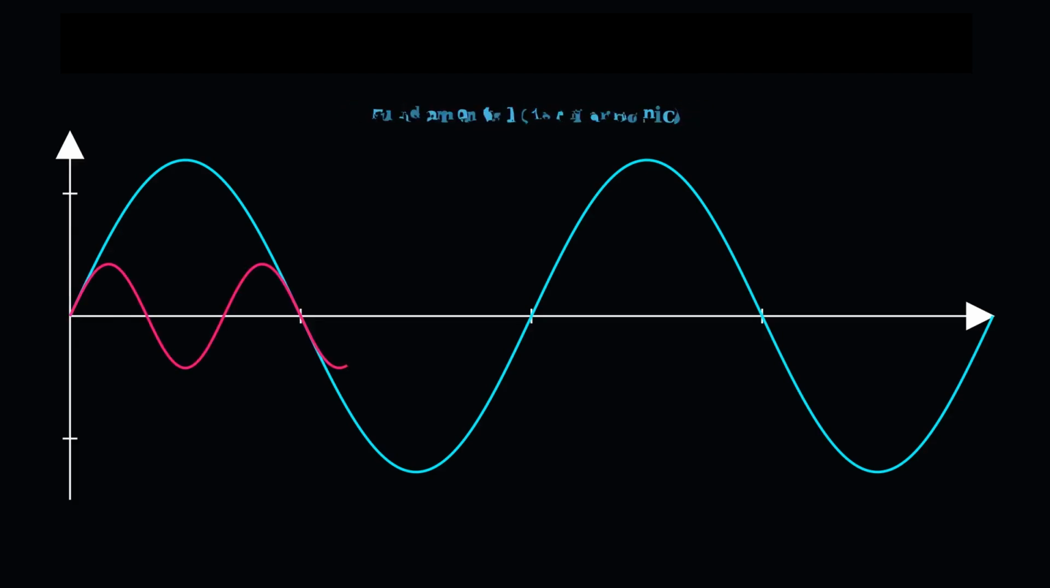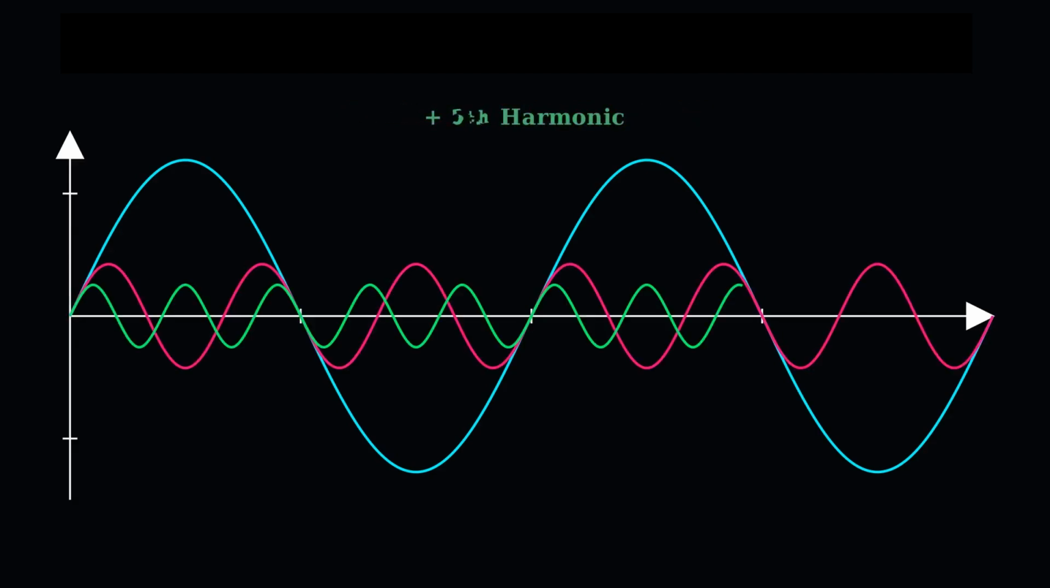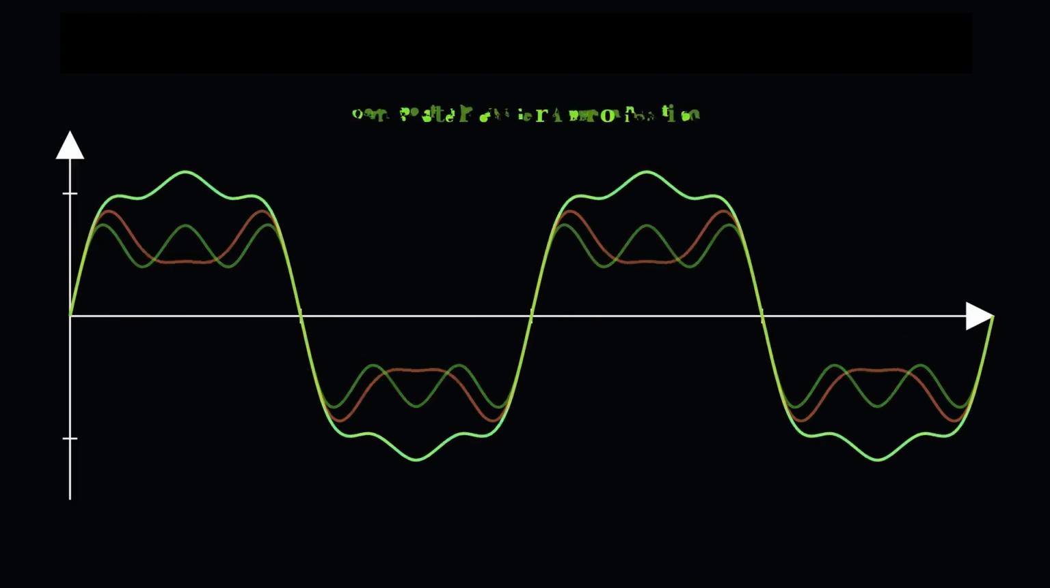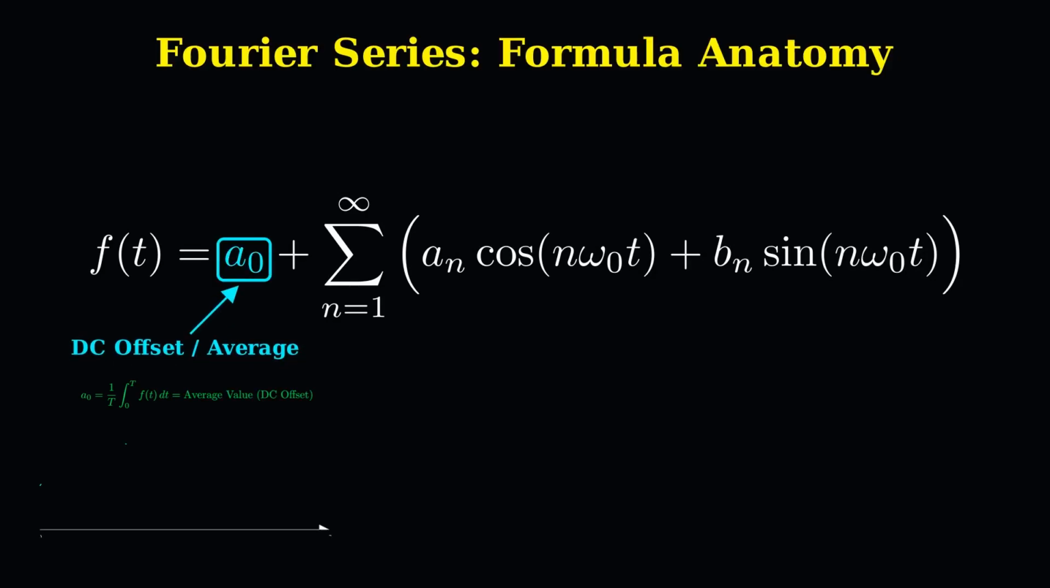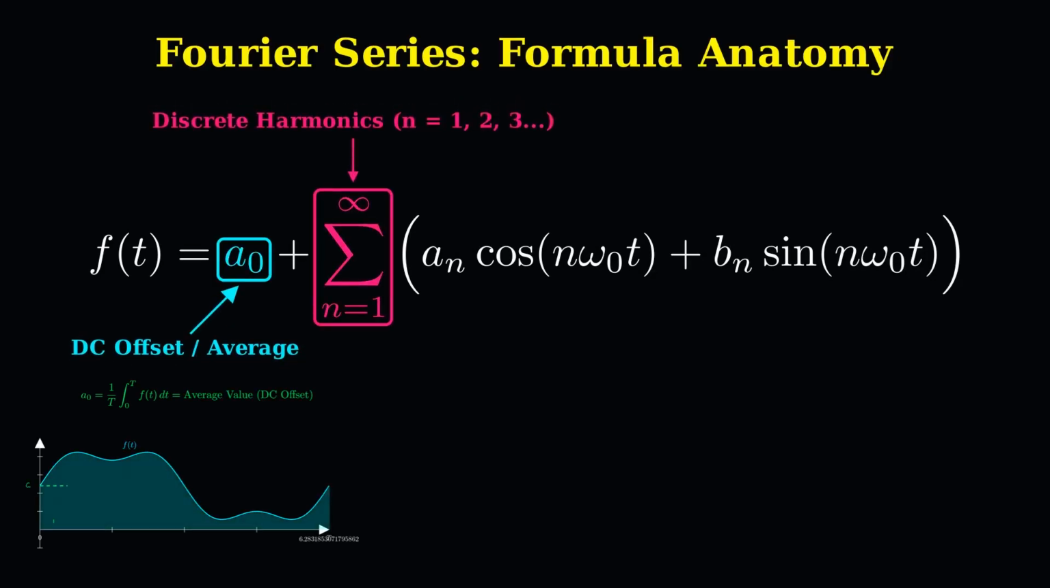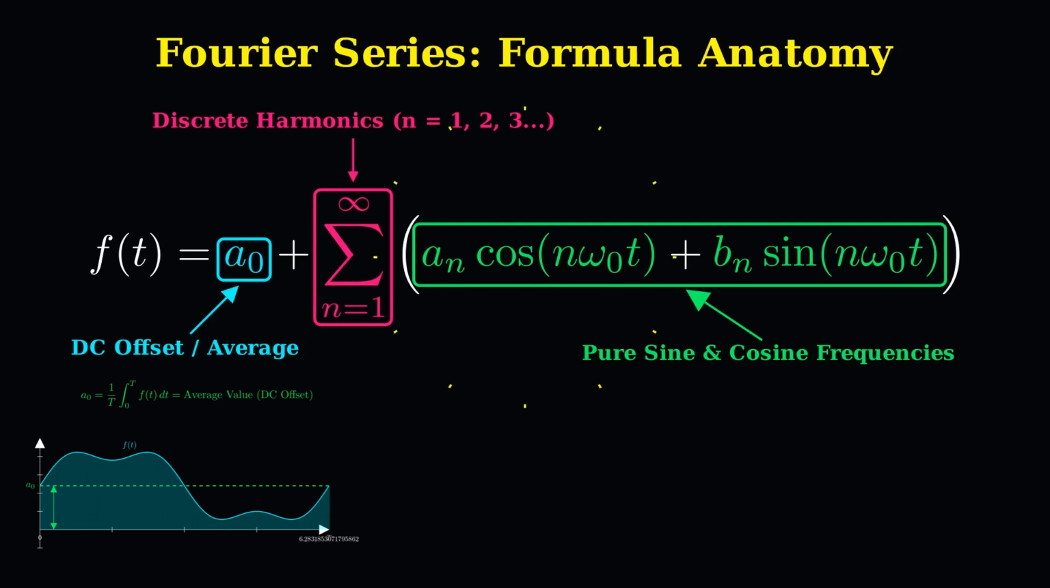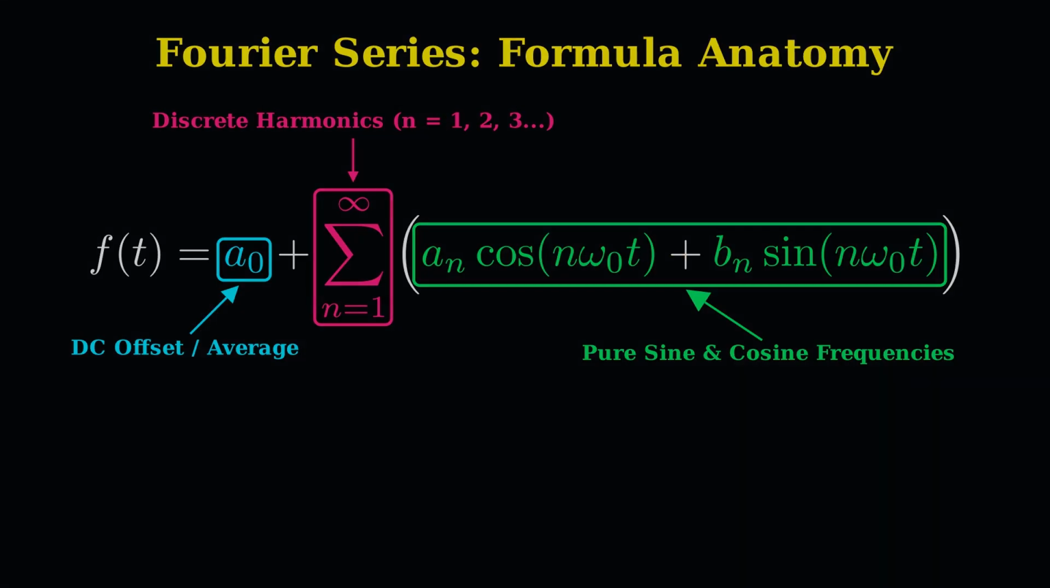Any periodic signal, no matter how complex, can be built by adding up a combination of simple, pure sine and cosine waves. Look at the formula. F of t equals a0 plus the sum from n equals 1 to infinity of a_n cosine n omega 0 t plus b_n sine n omega 0 t.